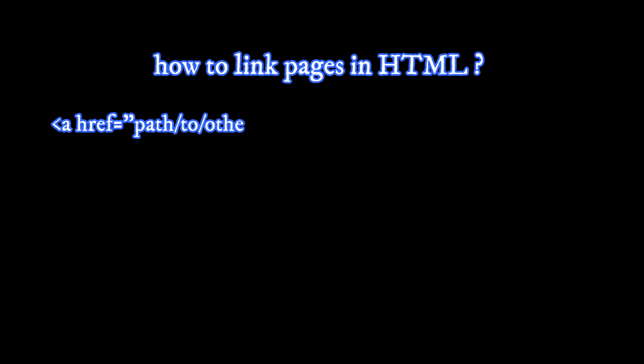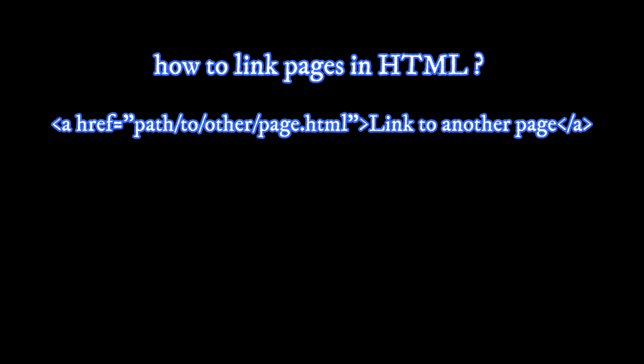The <a> element creates a hyperlink that, when clicked, takes the user to another page or a specific location within the same page. Here is an example of how to create a hyperlink to another page in your HTML document. In this example, the href attribute specifies the path to the other HTML document you want to link to, in this case, path/to/other/page.html.